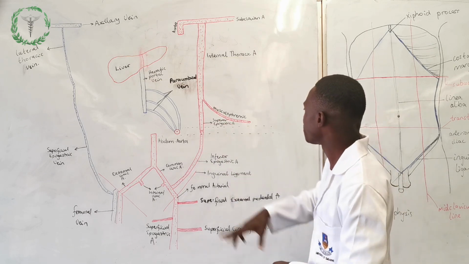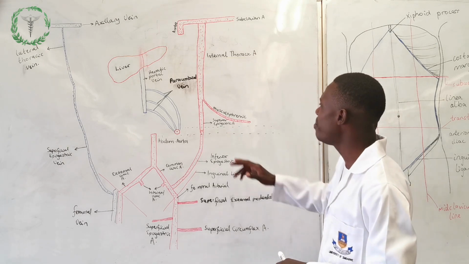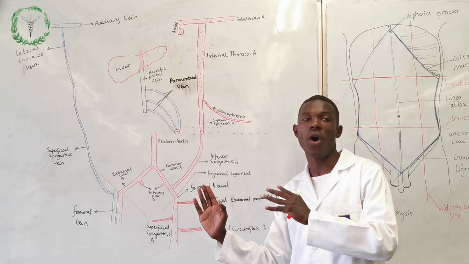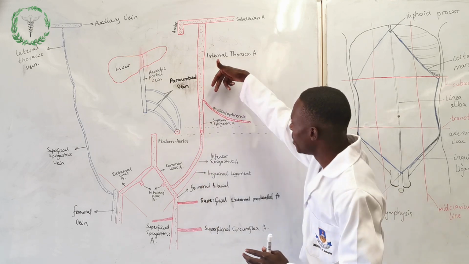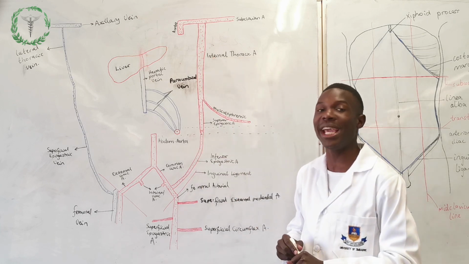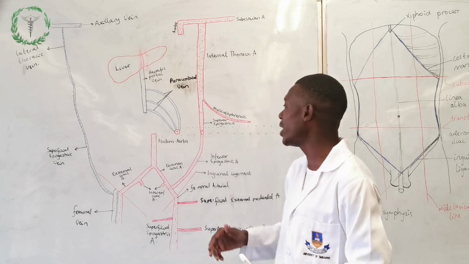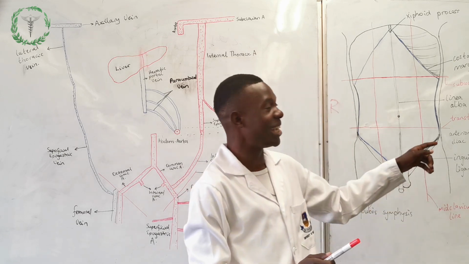So it will split and give us the superior epigastric artery. The superior epigastric artery will pass through between the costal origin and the sternal origin of the diaphragm. So there is a space there. It will pass through the space and then it enters the abdomen. When it enters the abdomen, it's going to pierce into what you call the rectus sheath. We are going to talk about it very soon.